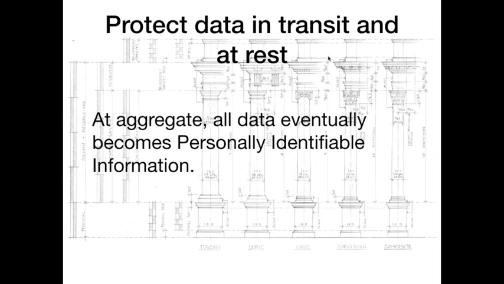Encrypt everything always. When it's being sent over the wire, when it's being stored, especially if you have anything that is close to being personally identifiable information, because even anonymized data becomes personally identifiable at aggregate, which is why anonymization doesn't really work as a security control.